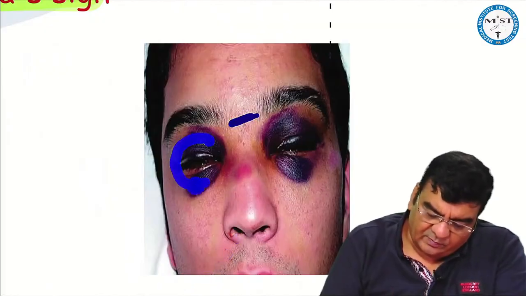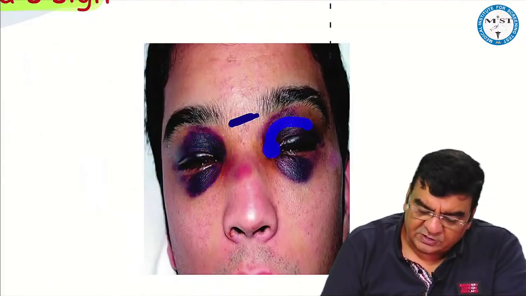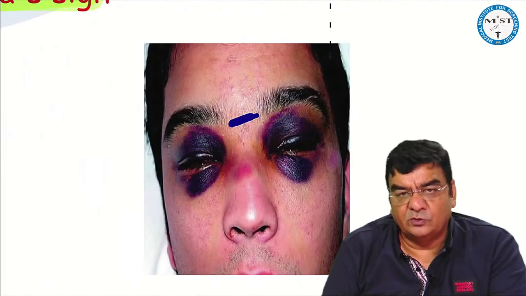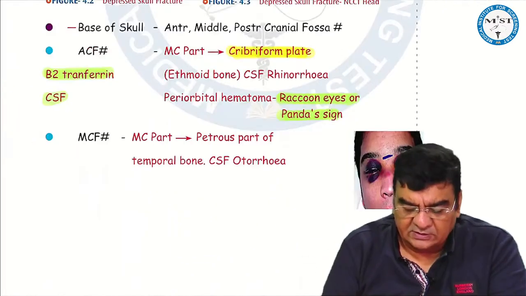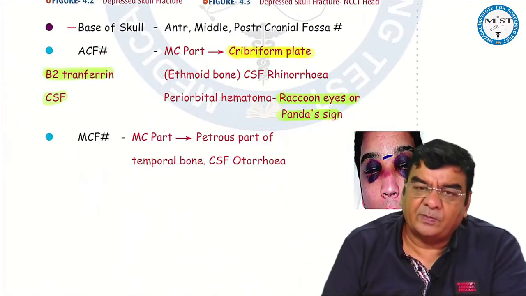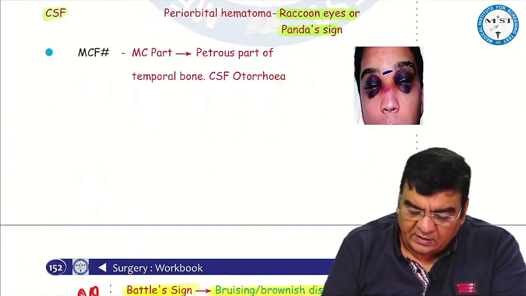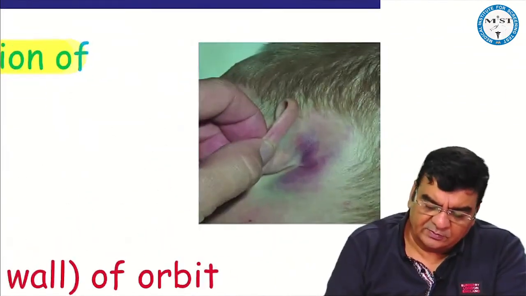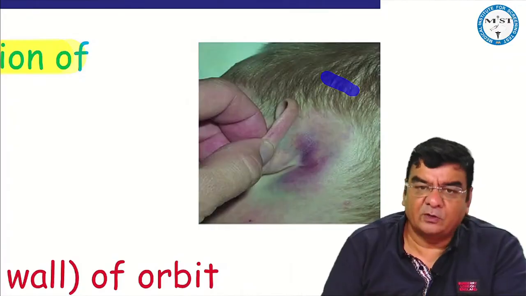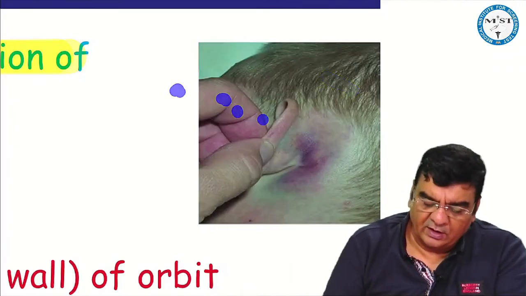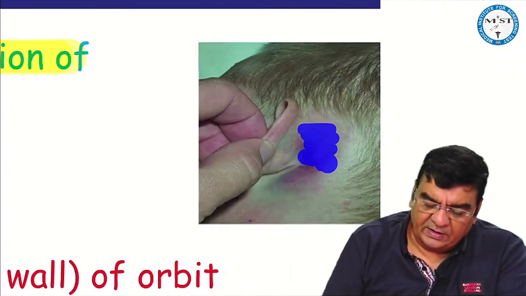We may see bluish-brownish discoloration around the eyes. This is raccoon eyes or panda sign in anterior cranial fossa fractures. In middle cranial fossa fractures, the commonest part injured is the petrous part of the temporal bone. There can be CSF otorrhea, and we can find Battle's sign.